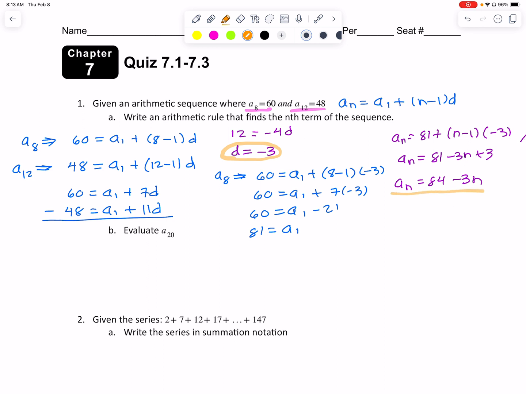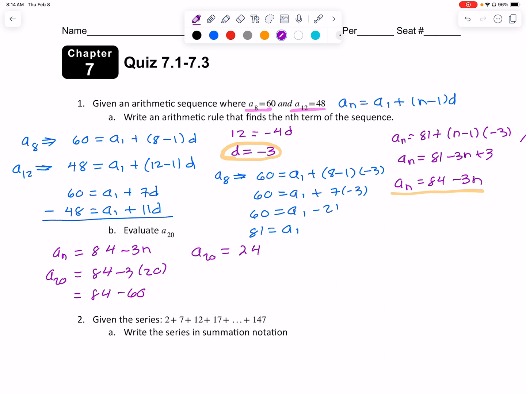From there, I'm going to use the equation I just found. Let's bring that on down. I'm going to use this equation to evaluate the 20th term. So for the 20th term, all we do is plug 20 in for n. In this case, I get 84 minus 60, which is 24. So the 20th term is 24. Okay, let's keep on going.